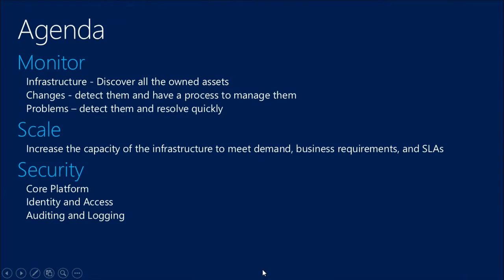Okay, so from an agenda perspective, we're going to look at three areas. We're going to look at monitoring, we're going to look at scale, and we're going to look at security. And with each of those, we're going to have a very similar discussion as we've had for most of today. What are the key concepts around on-premise as well as public and a hybrid scenario? So we'll dig into monitor, we'll understand from an infrastructure perspective, from a changes perspective, problems you might want to preempt, when problems occur, what do we do and what tools would we use?